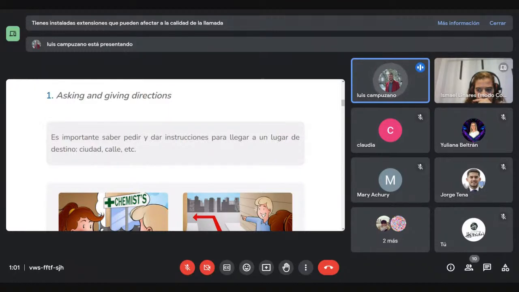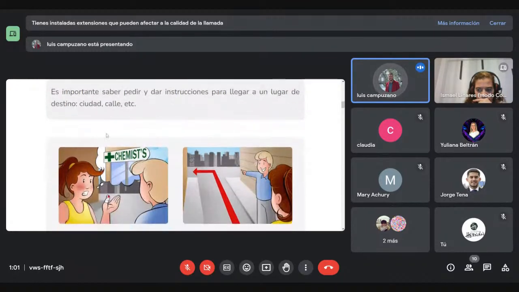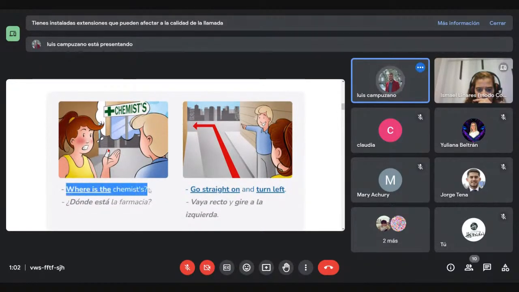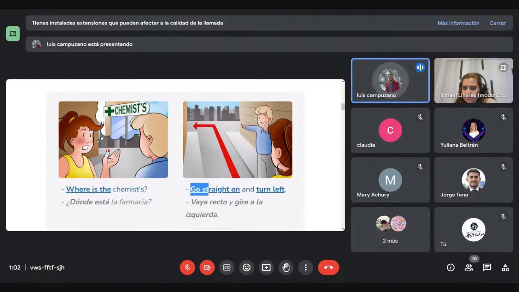So I'm going to start with these directions here. And here we have some examples. For example, where is the chemist? Now, chemist in British English is what we call in the United States the drugstore or the pharmacy. But in British English, they call it the chemist. Here's another example. Go straight on and turn left.